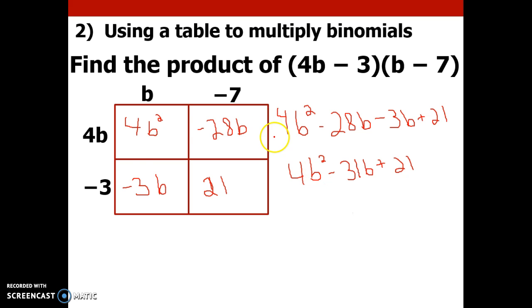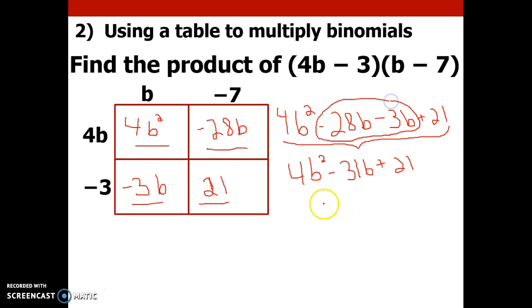If you look in the chart, 4b times b is 4b squared. 4b times negative 7 is negative 28b. Negative 3 times b is negative 3b. And then negative 3 times negative 7 is 21. Over here, I have the answer written out. But, of course, these middle two terms will combine together. They both have a single b with them. When I combine them together, I get this final answer, our final trinomial, 4b squared minus 31b plus 21. That would be the product of these two binomials when I multiply them together.